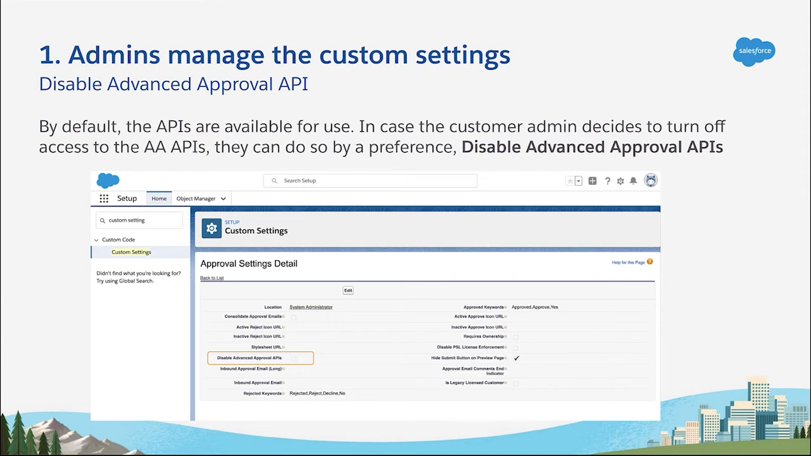First, the admin use case. By default, the APIs are available for use for our CPQ Plus customers leveraging the Advanced Approvals feature. In case the customer admin decides to turn off access to the Advanced Approval APIs, they can do so by a preference in the custom package settings known as Disable Advanced Approval APIs.